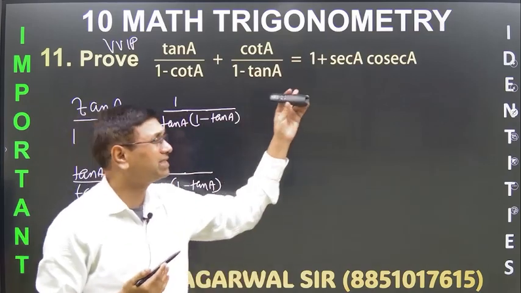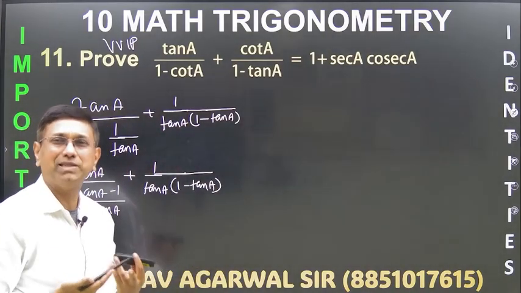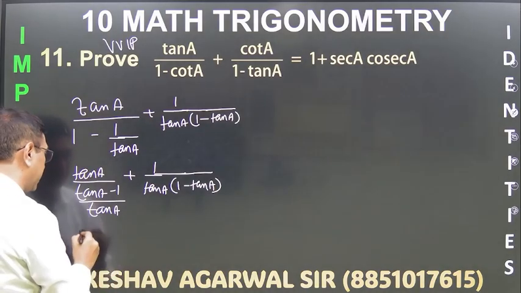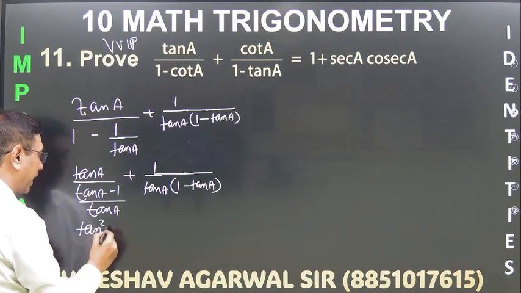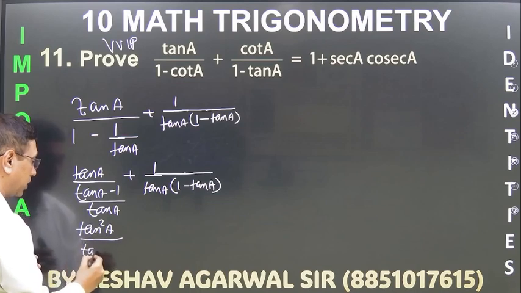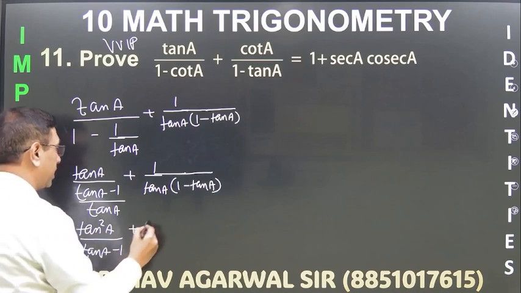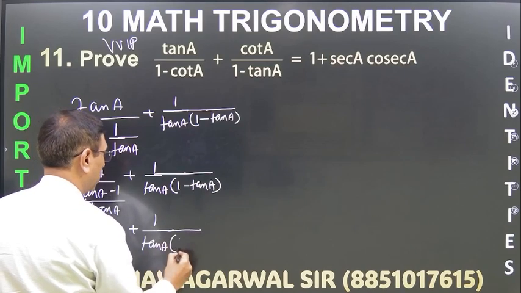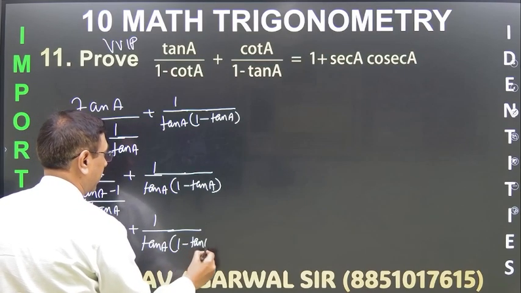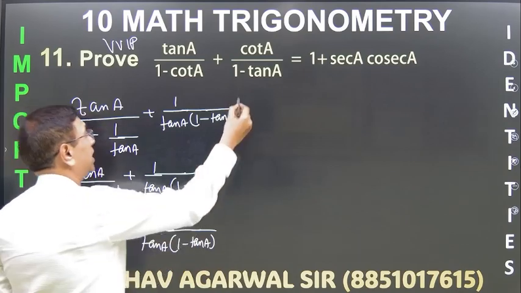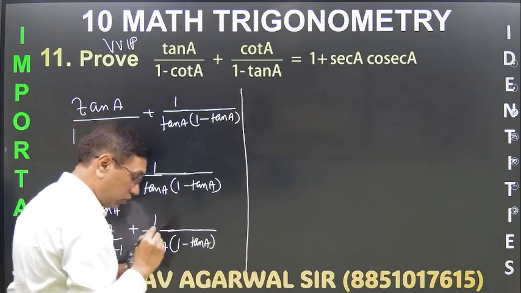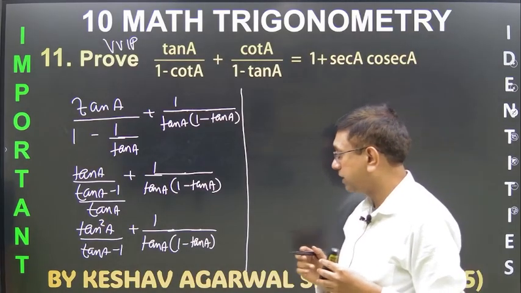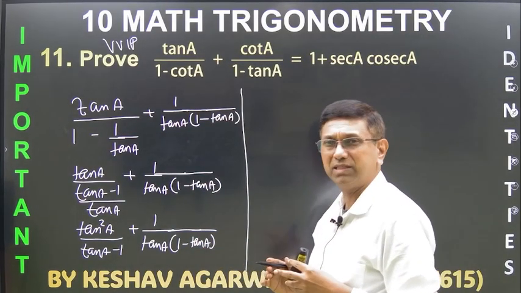And don't see this as sec and cosec. It is also 1 by sine and 1 by cos. So that we will see how we go about it. So now you see tan square A upon tan A minus 1 plus 1 by tan A into 1 minus tan A. This is what is going to happen. ठीक है? tan square A upon tan A minus 1, 1 upon tan A into 1 minus tan A.